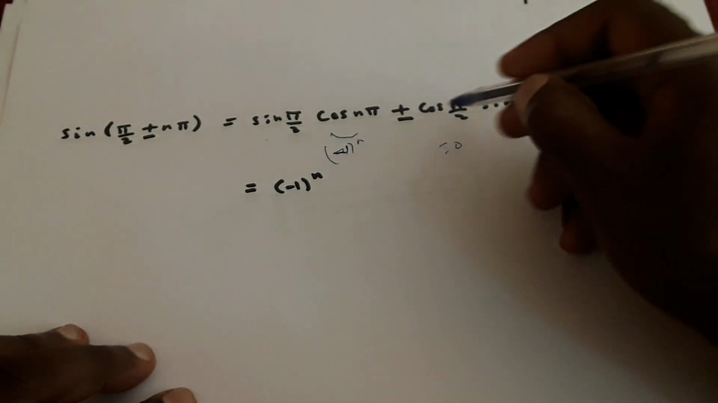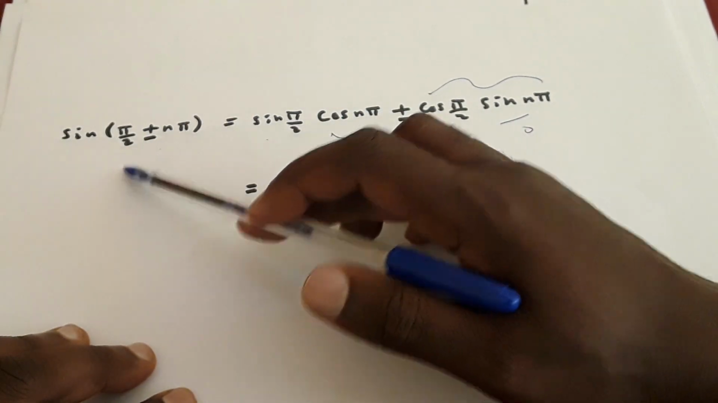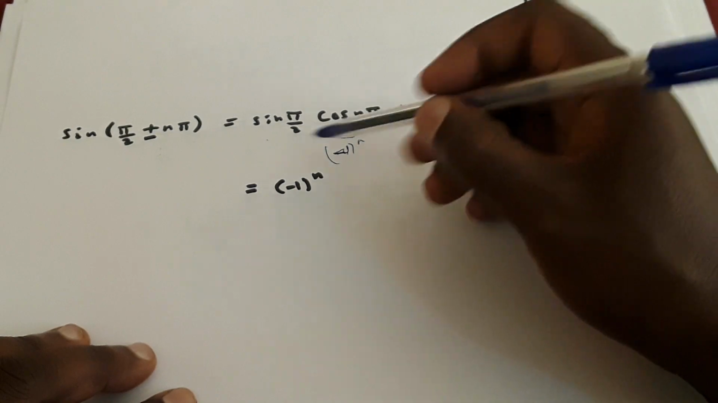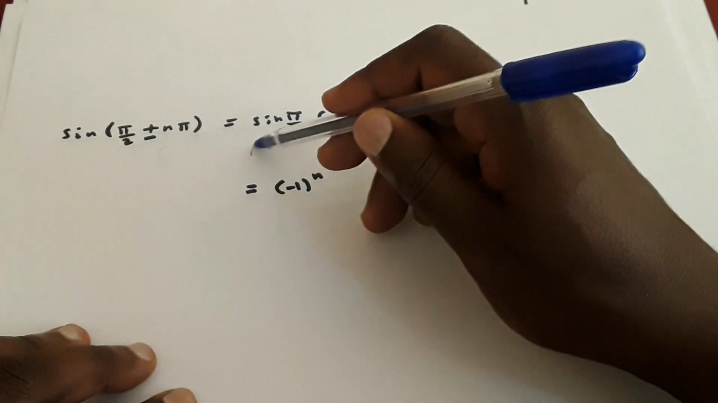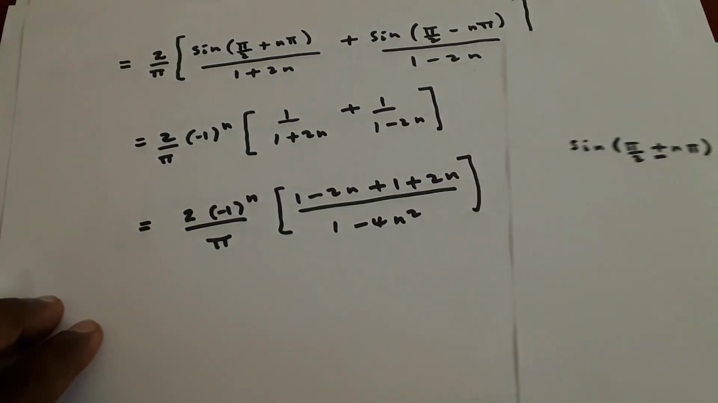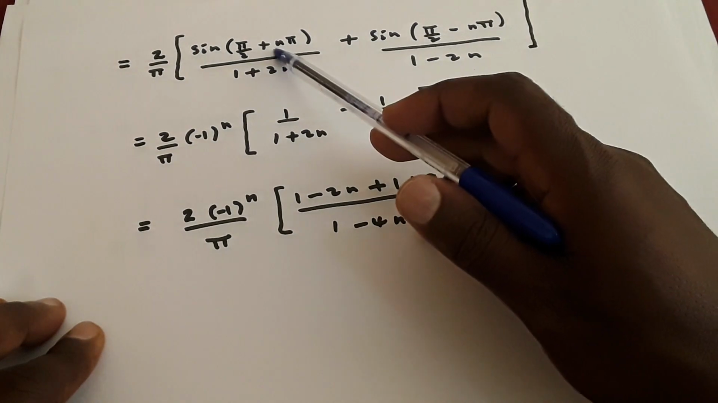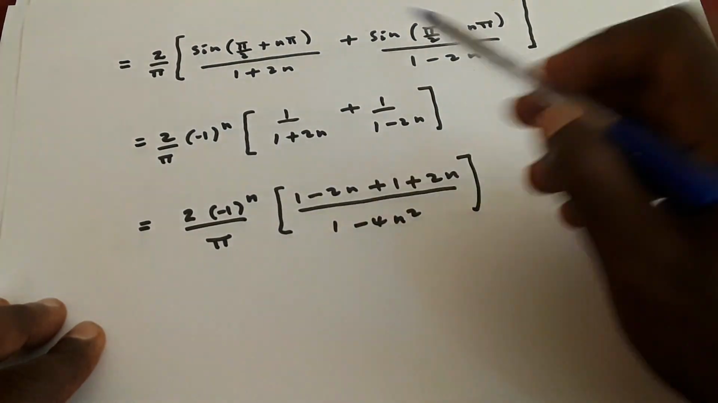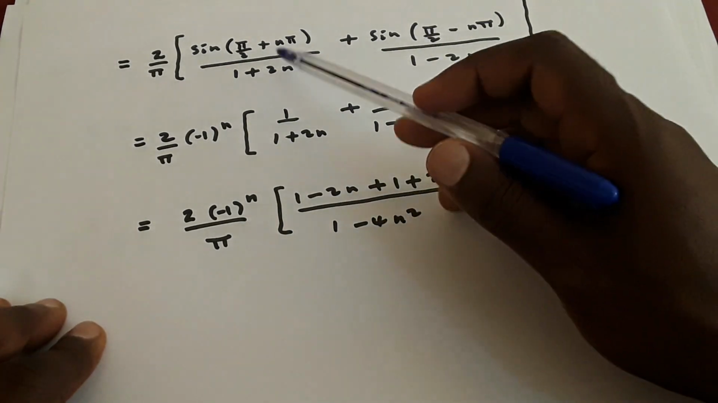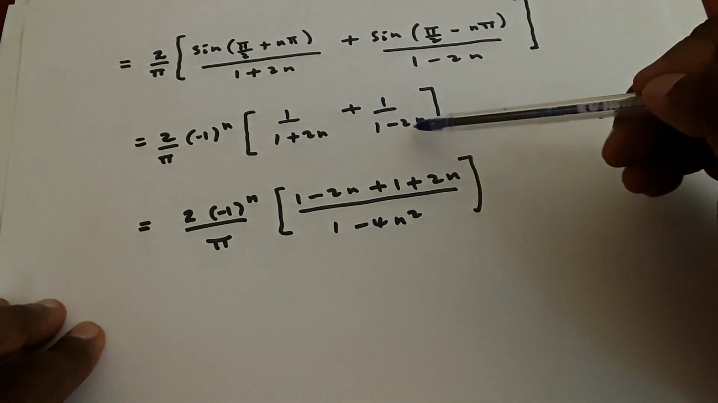So we ignore this for any plus or minus, whether it's sine pi over 2 minus n pi or sine pi over 2 plus n pi. So we have sine pi over 2 is 1, so 1 times minus 1 to the power of n is minus 1 to the power of n. So we have minus 1 to the power of n in here, and again minus 1 to the power of n in here. Move it out as a common factor, it remains with 1 over 1 plus 2n plus 1 over 1 minus 2n.